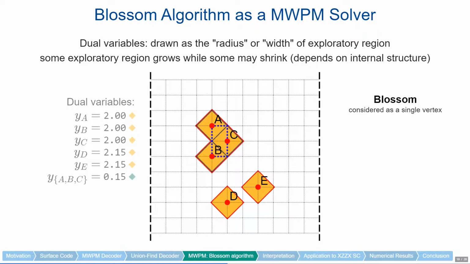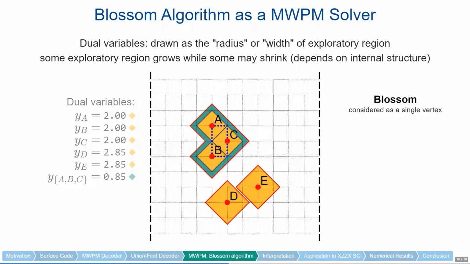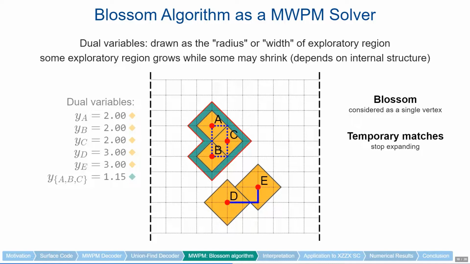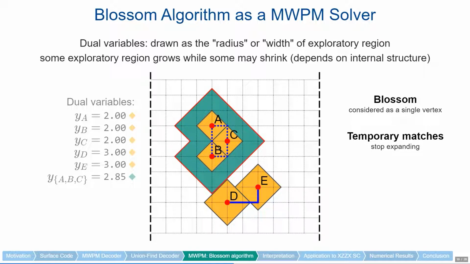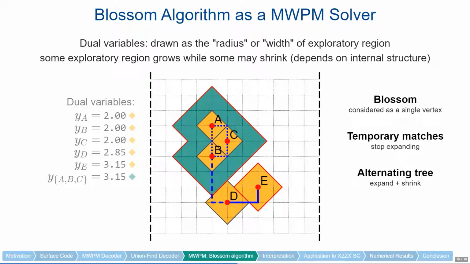Different things happen when they merge together. In the Blossom algorithm, vertices A, B, and C form a so-called blossom. Individual vertices A, B, and C stop expanding, but this blossom will start expanding. When vertices D and E touch each other, they will stop expanding and form a temporary match. Later on, the blossom touches this temporary match and forms an alternating tree. This is especially different from what's happening in the unified decoder.